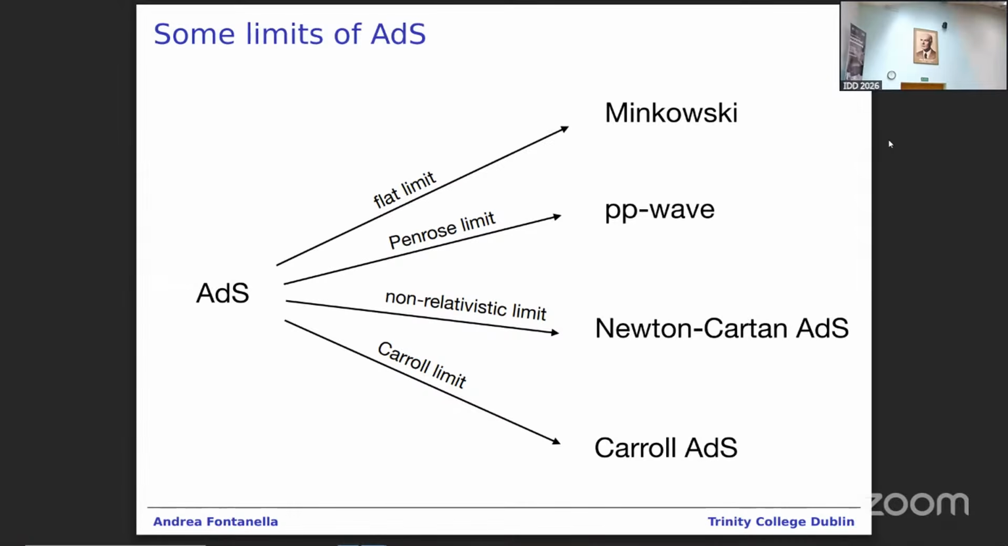Okay, so let me give some motivations to start. If you take anti de Sitter, you can take some limits and connect to different types of spacetimes. For instance, if you take the flat limit from AdS, you can go to Minkowski. If you take the Penrose limit, you can get to the pp-wave. Or you can take a non-relativistic limit and get to those degenerate spacetimes with two different types of metrics, Newton-Cartan AdS. Or there is also the opposite: instead of c to infinity, c to 0, and you have the Carroll limit and get a Carrollian AdS. So the message is that from AdS, you can take limits and get to different types of spacetimes.